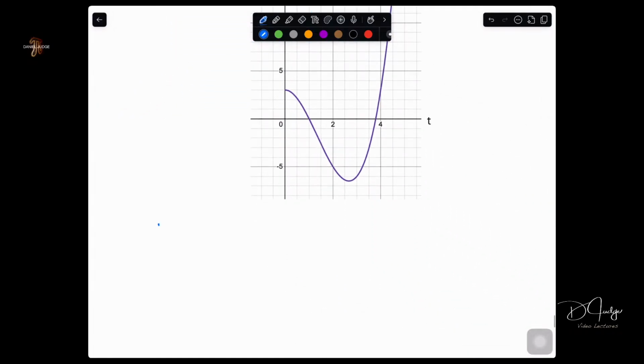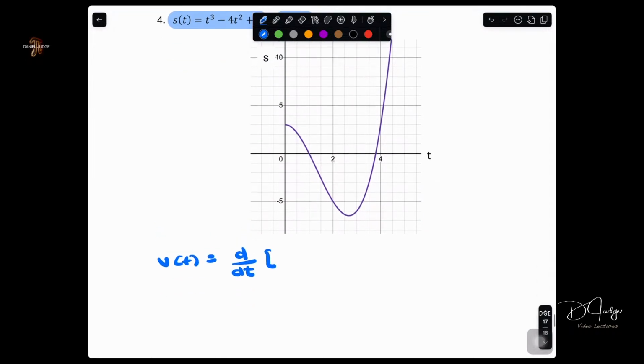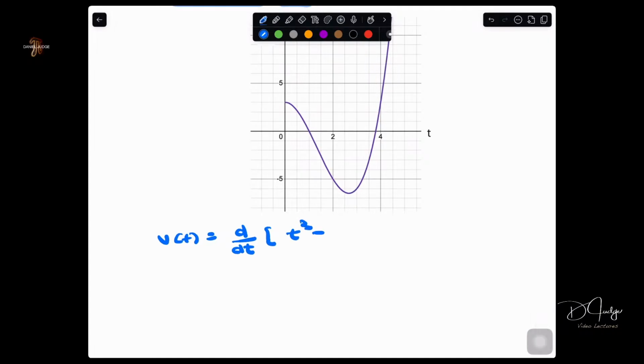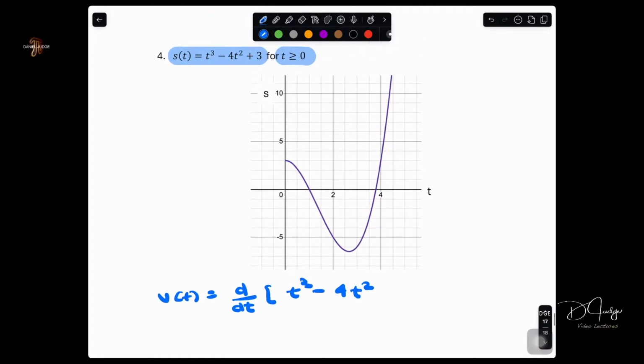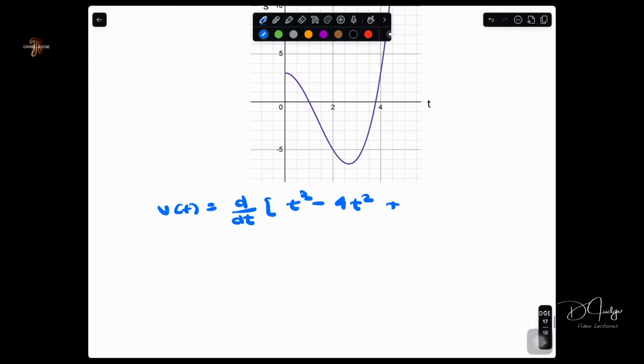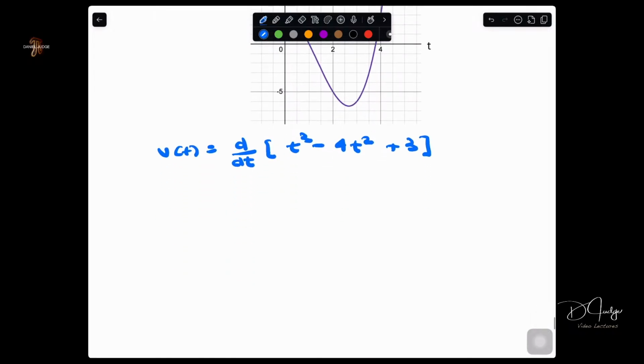So velocity again is the derivative of t cubed minus 4t squared plus 3, which would be 3t squared minus 8t. So we can look at this as s prime of t or v of t.